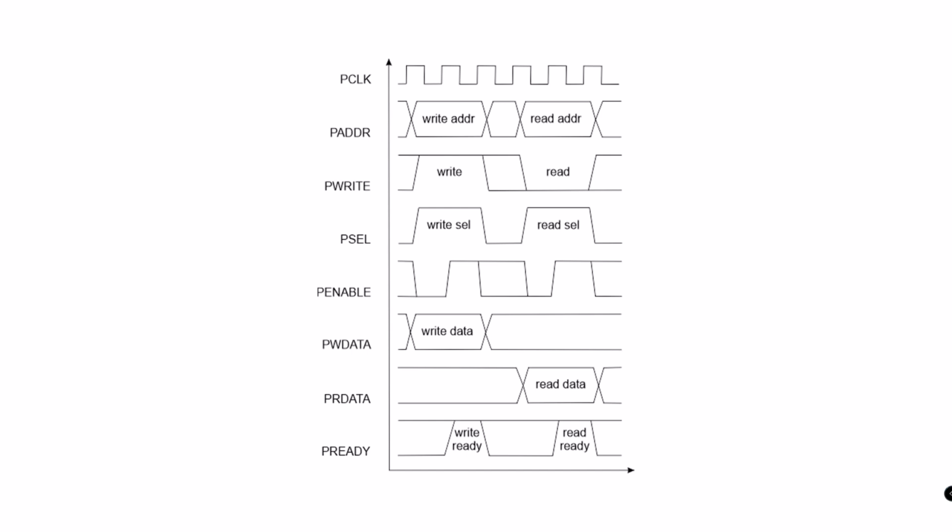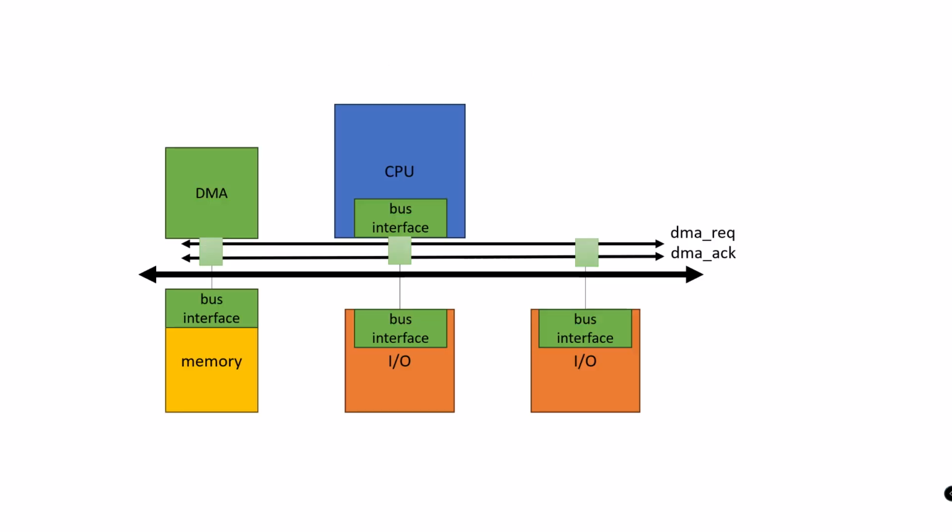PW-data is used for write operations, and PR-data is used for read. P-ready can be used to extend a transaction. AHB also provides burst transactions that move several data elements at a time. Direct memory access, or DMA, is an important hardware mechanism to speed up long transfers and offload the CPU.